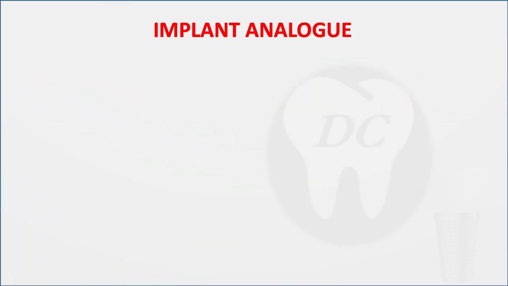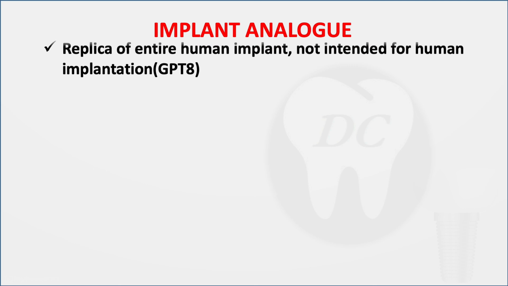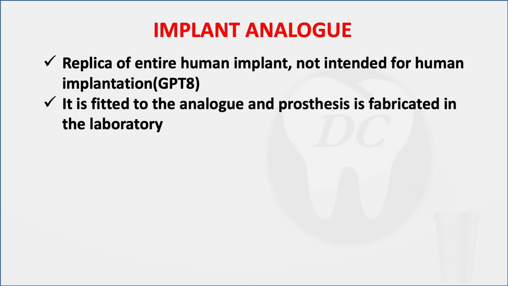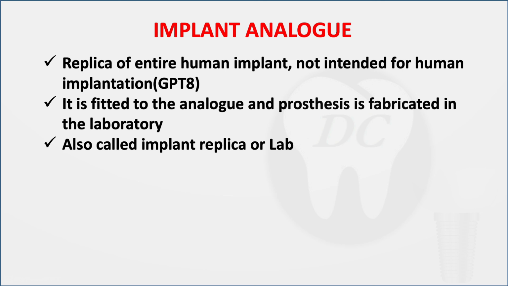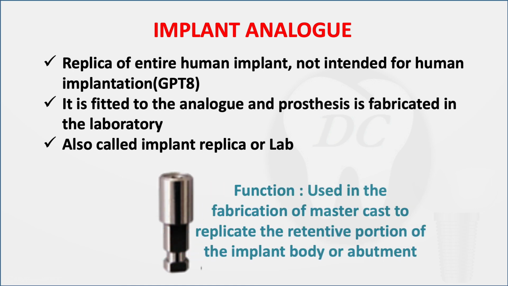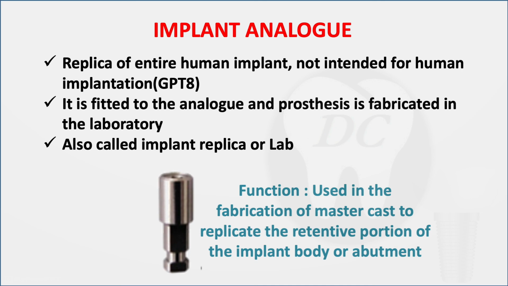The last component is the implant analog. It is a replica of the entire implant, not intended for human implantation. It is fitted to the analog and the prosthesis is fabricated in the laboratory. Also called implant replica or lab analog. And the function of the implant analog is that it is used in the fabrication of the master cast to replicate the retentive portion of the implant body or abutment.